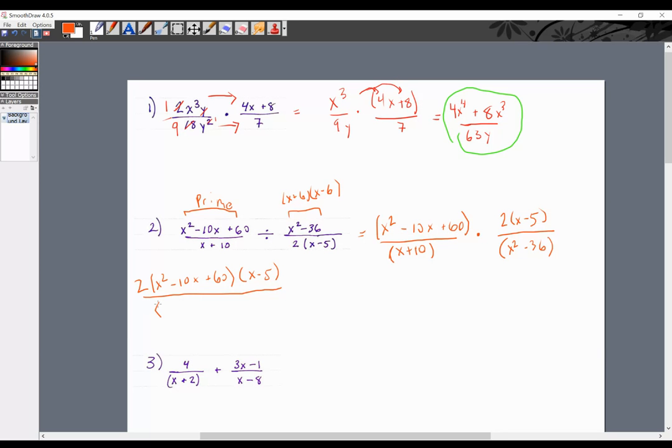And, we could FOIL out this stuff on the bottom, but we don't necessarily have to. And that's it.